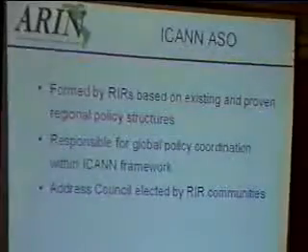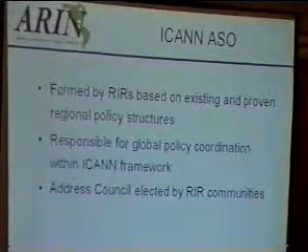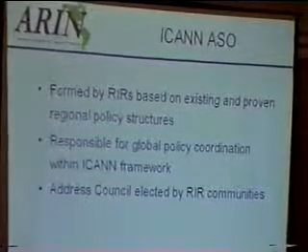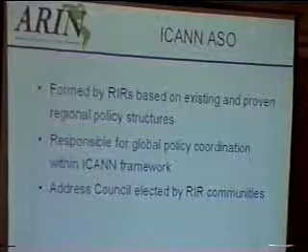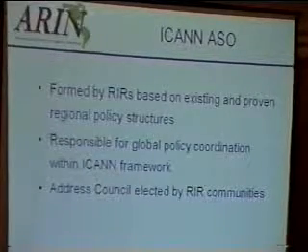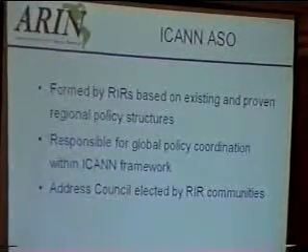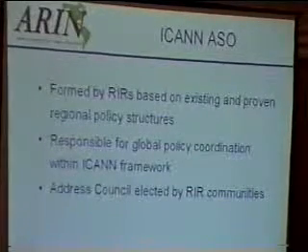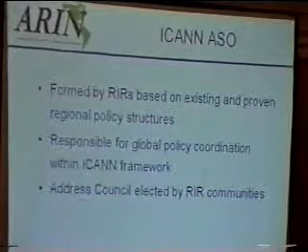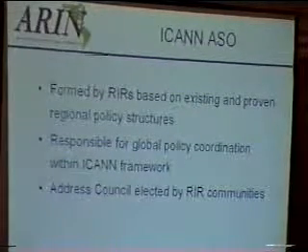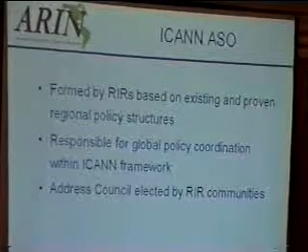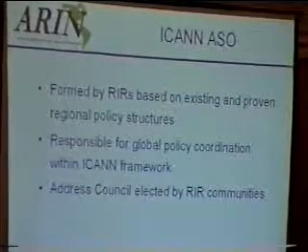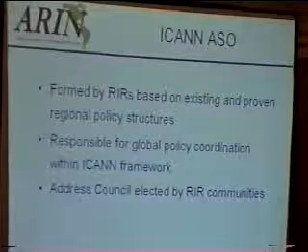And just one thing about the second bullet point here, where it says responsible for global policy coordination within the ICANN framework. Now, there are global policies and there are regional policies, okay, for the regional internet registries. An example of a global policy is with IPv6. The 3 regional internet registries have a common policy for IPv6 allocations. The criteria is the same across the board. So we consider that a global policy. And we coordinate amongst ourselves and through the ICANN ASO AC.